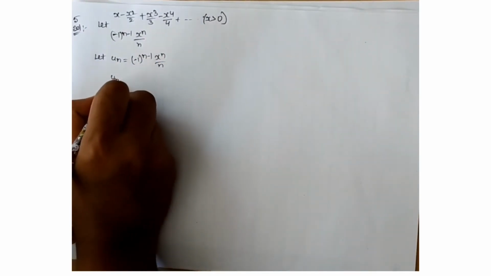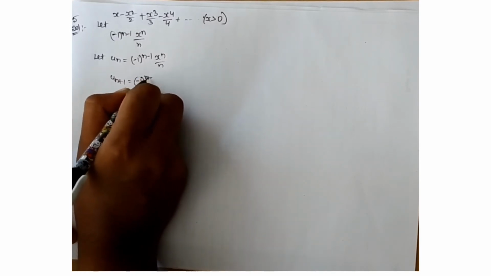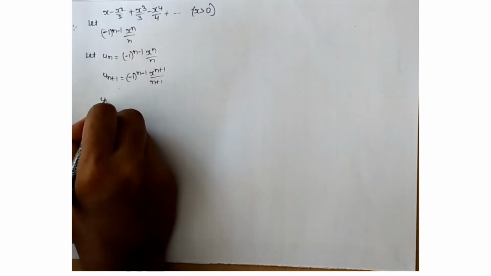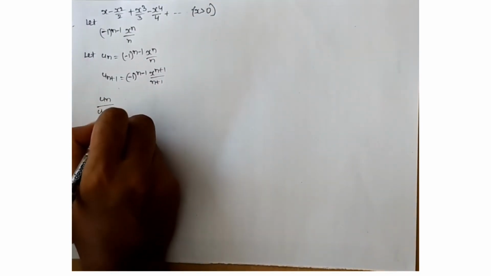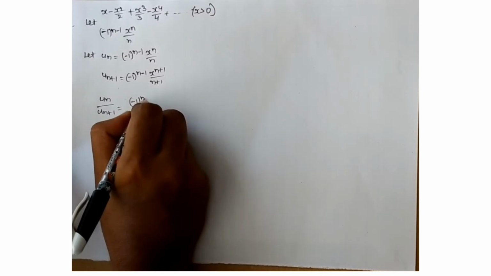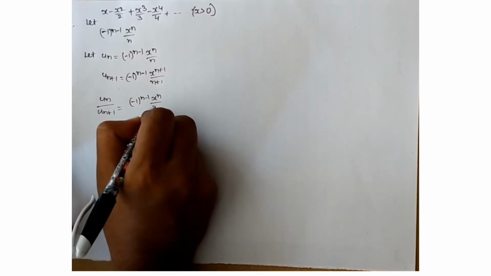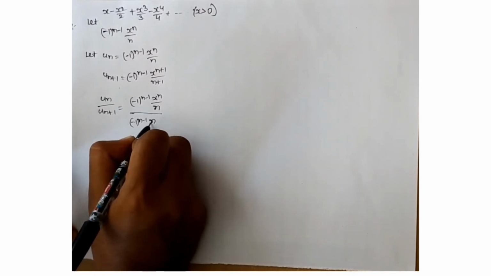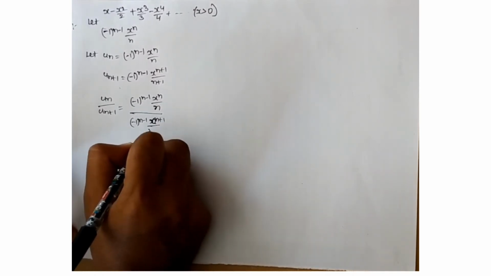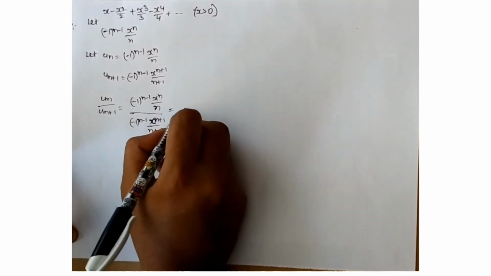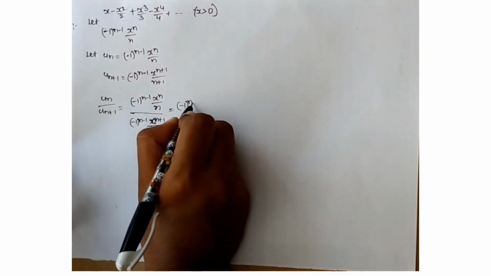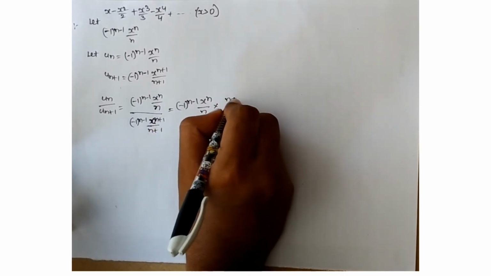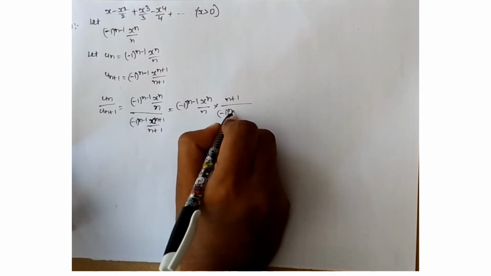Then u(n+1) equals (-1)^n x^(n+1) by (n+1). We take the formula u(n) by u(n+1). That equals u(n), which is (-1)^(n-1) x^n by n, divided by (-1)^n x^(n+1) by (n+1). Here the denominator goes to the numerator, the reverse: x^n by n into (n+1) by (-1)^n.